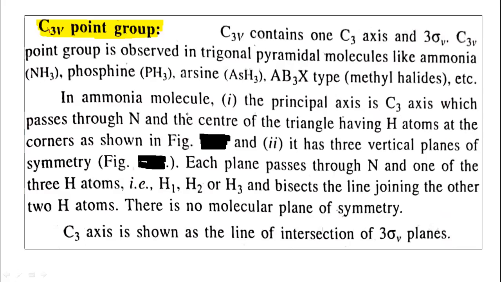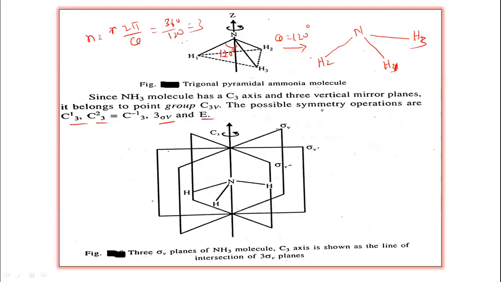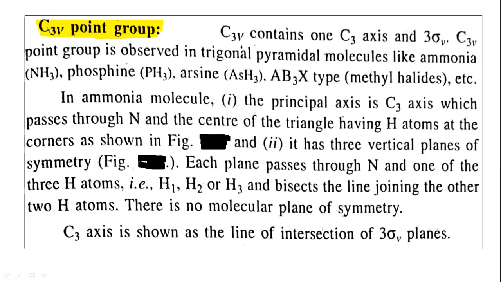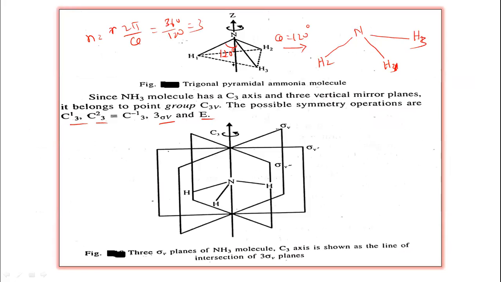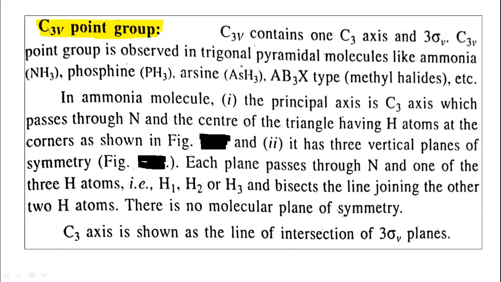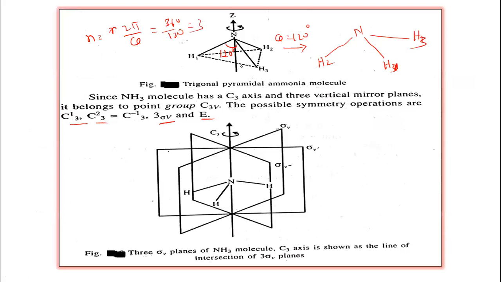The principal axis is the C3 axis, which passes through the nitrogen atom and the center of the triangle. This is a triangle here, with hydrogen atoms at the corners. Then it has 3 vertical planes of symmetry. Each plane passes through the nitrogen and one of the 3 hydrogen atoms.